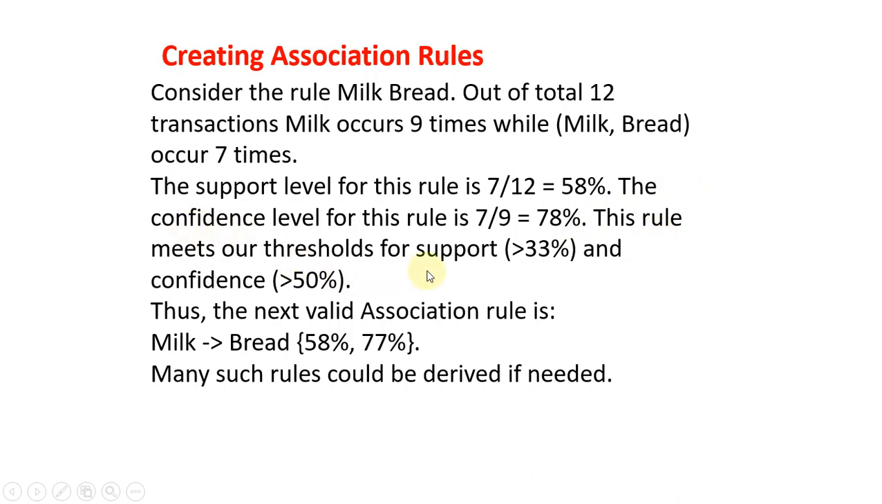This rule meets our threshold, with support more than 33% and confidence level more than 50%. So the next valid rule is milk, bread, 58%, 77%. Many such rules could be derived if needed.